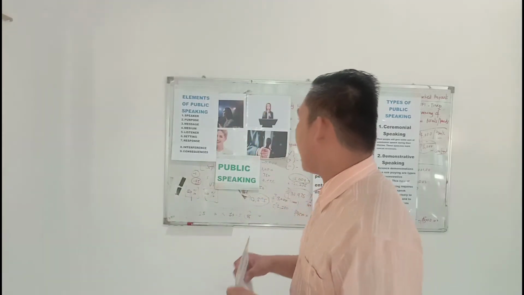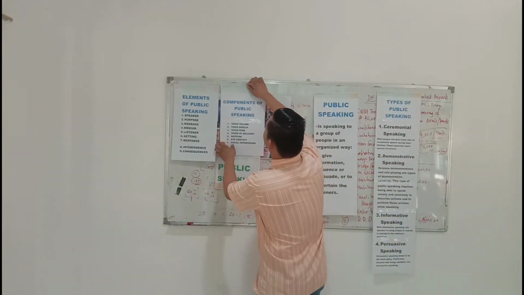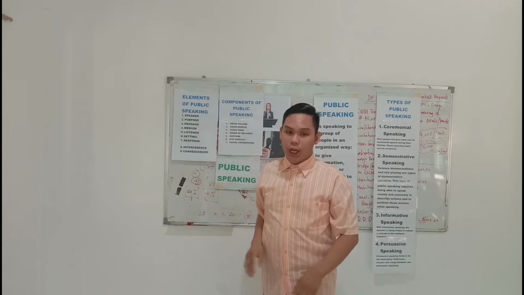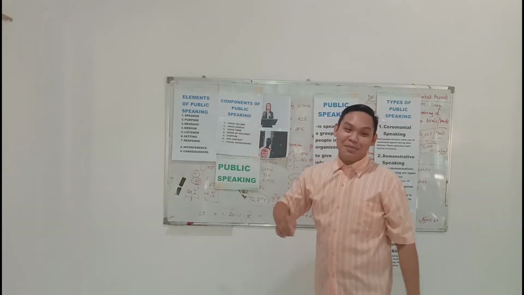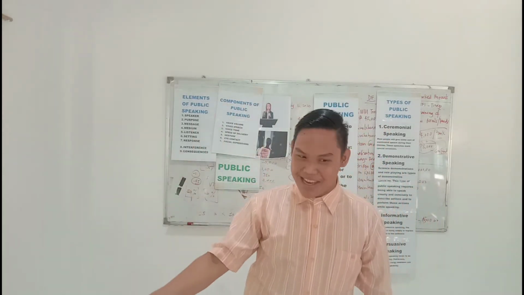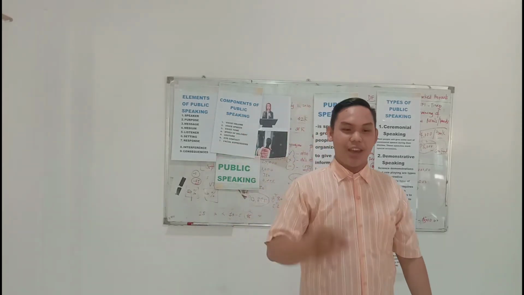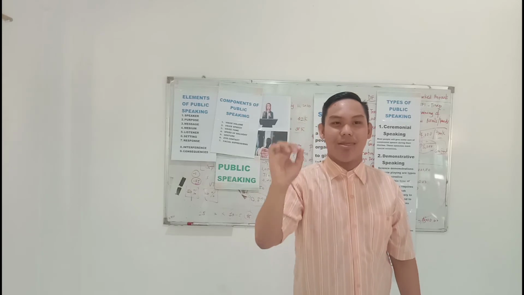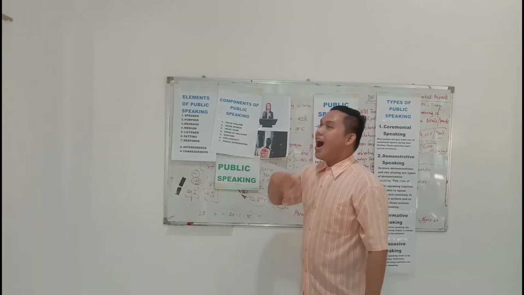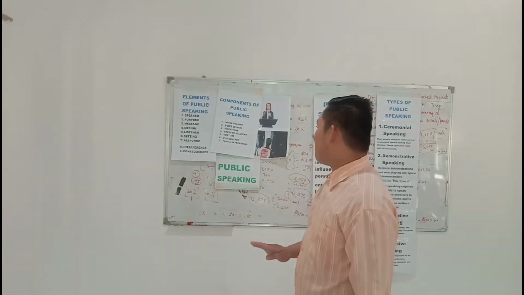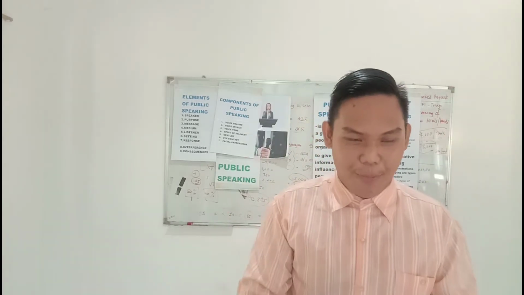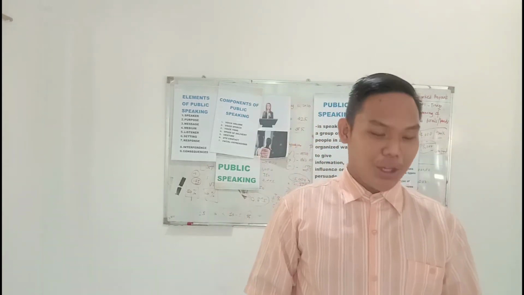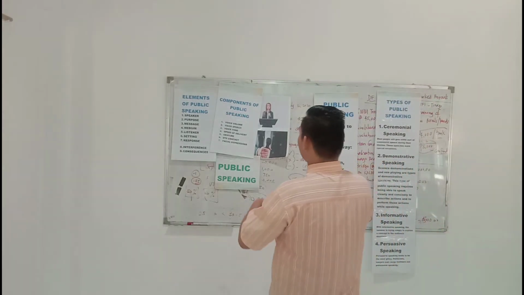Next we have the components. If we have types and elements, we also have the components of public speaking. First is voice volume. When we say voice volume, it's not too loud and not too low. Next is voice pitch, not too high and not too low. The third one is voice tone. If you are happy or sad, we need to know that through the tone of your voice. Number 4 is the speed of delivery. You need to speak at a moderate pace for you to understand your audience or your listener.